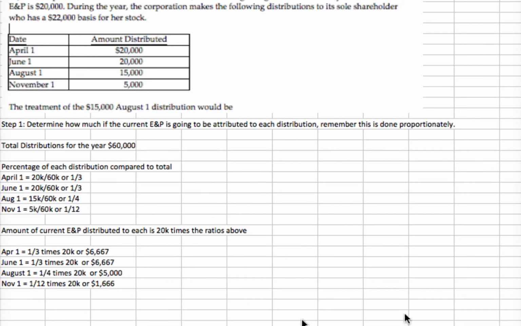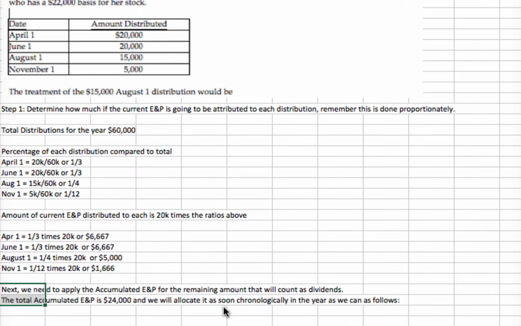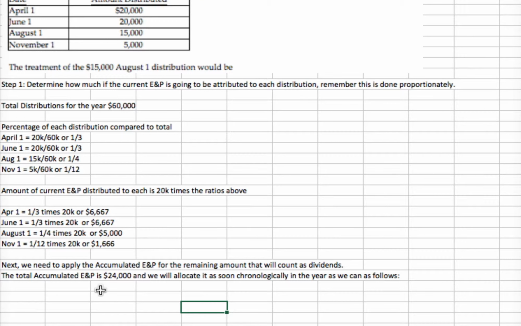Okay, so like I said, we need to apply accumulated earnings and profits for the remaining amount that will count as dividends. Total accumulated earnings and profits is 24,000, and we will allocate it as soon chronologically in the year as we can, as follows. So first we look at April 1st. The distribution was 20,000, and we took $6,667 of that and attributed it to current earnings and profits.